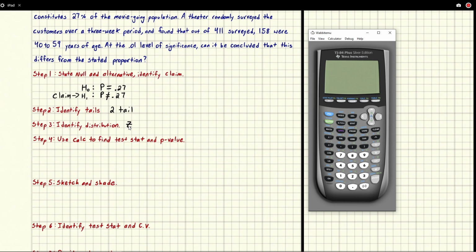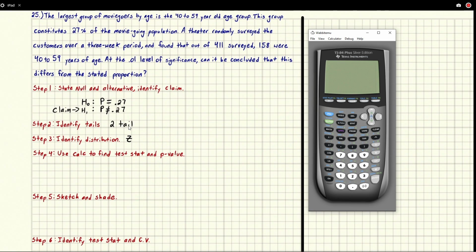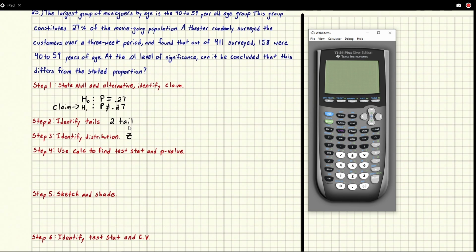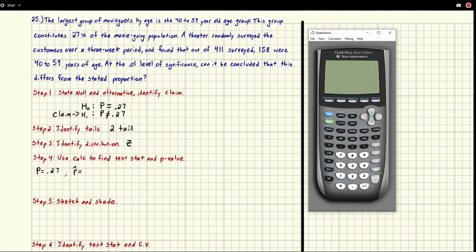For the calculator, it's going to want a couple of things, so let's get the numbers out of the problem. First, the largest group of moviegoers, 40 to 59: p is equal to 0.27. Then we're going to have a p hat, our point estimate. They found out of 411, 158 were in the age group we're looking at. So the ratio of these two numbers is our p hat: 158 over 411.